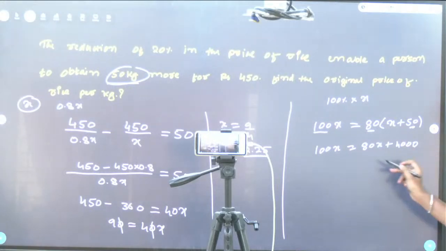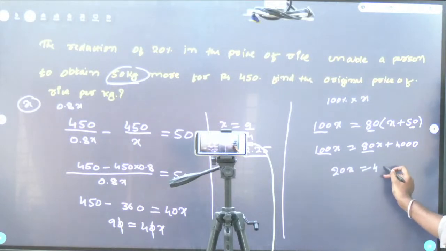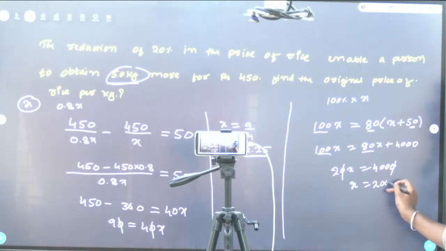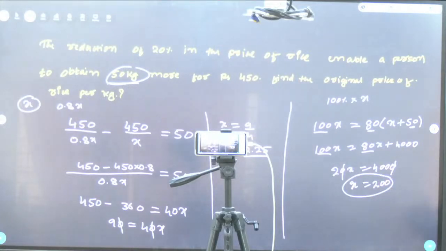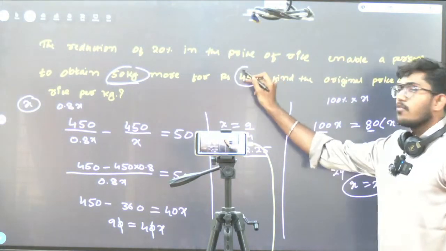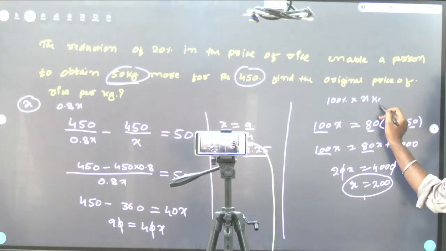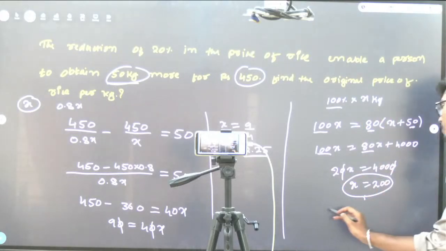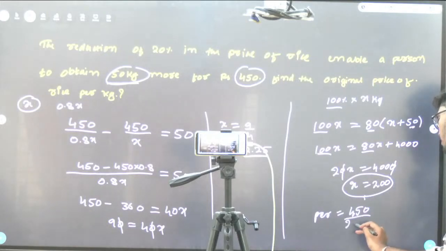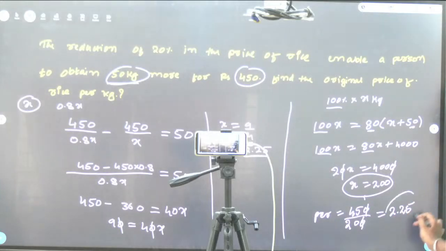8 fives are 40, 20 as it is. The difference 100x minus 80x is 20x. 20x equals 4000. Zeros cancel, so x equals 200 kg. What is the original price they ask? The total amount is 450 and he is buying 200 kg. This one is kg and this one is your amount, 100% amount. Now per kg will be 450 divided by 200, which is 2.25. Same answer.